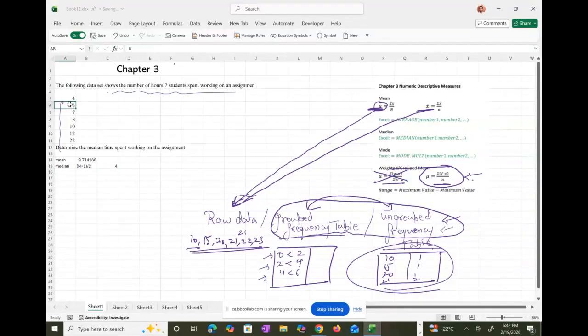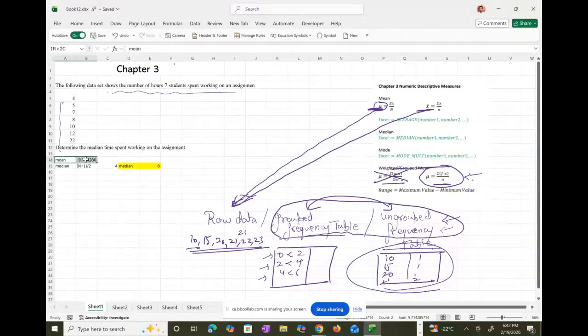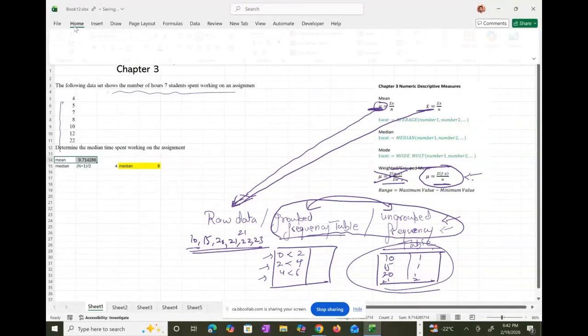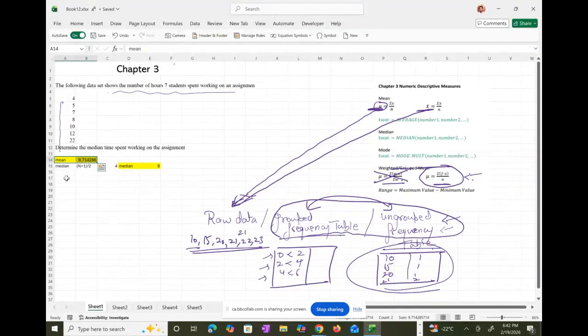So this is first, this is second, this is third, this is fourth. The fourth term is 8. So the median comes out to be 8. That is the answer for finding the median. All right, the first one was mean. Please make sure you also highlight your answers while doing the test, midterm or final also.